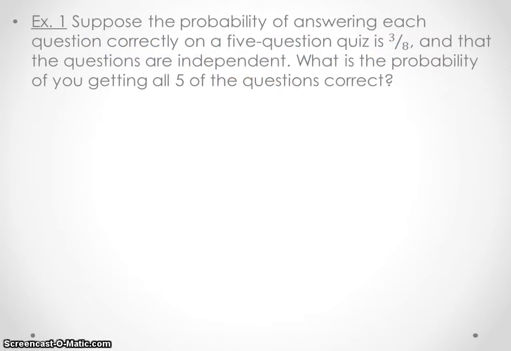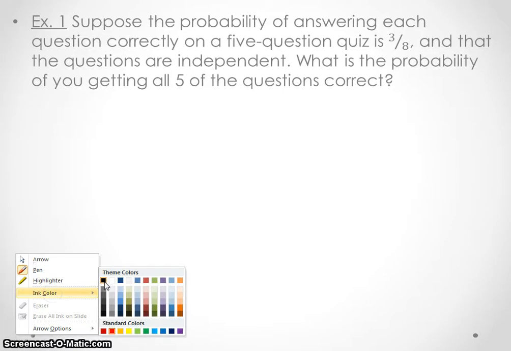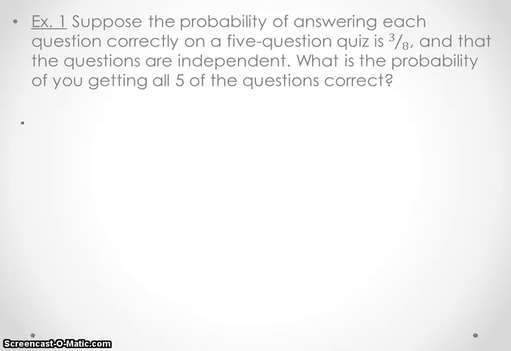Example 1. Suppose the probability of answering each question correctly on a 5-question quiz is 3/8 and that the questions are independent. What is the probability of you getting all 5 questions correct? So what we're going to do here is think about probability, and probability, just remember, is the chance of something happening. So we want all 5 of our questions to be correct.